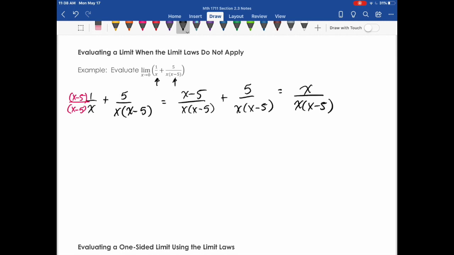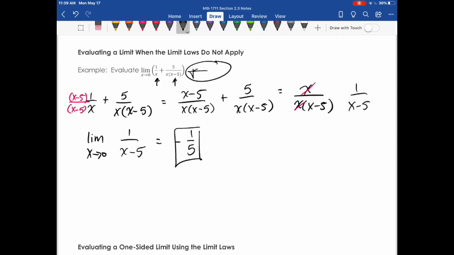Now because I have the same factor of x on the top and the bottom, I can get rid of that. And now I'm left with 1 over x minus 5. So let's try using direct substitution and limit laws now. I'm going to take the limit as x goes to 0 of 1 over x minus 5. When I do that, I get negative 1/5.